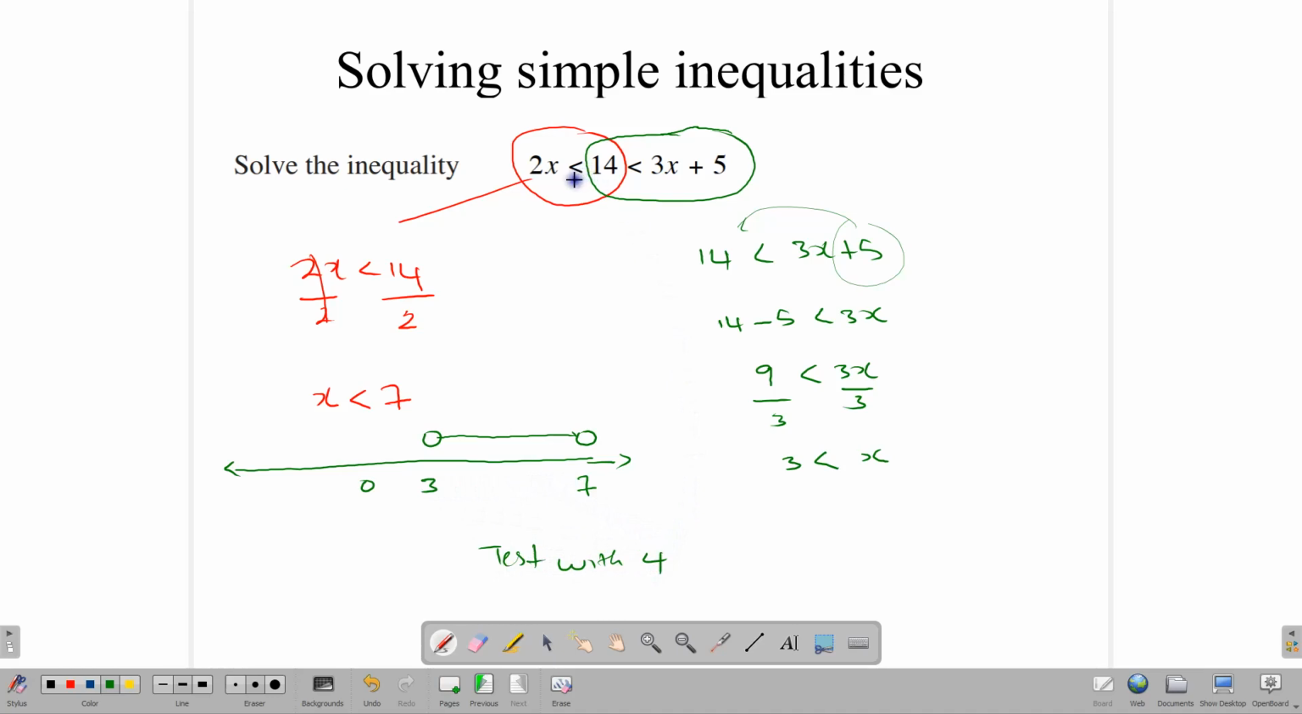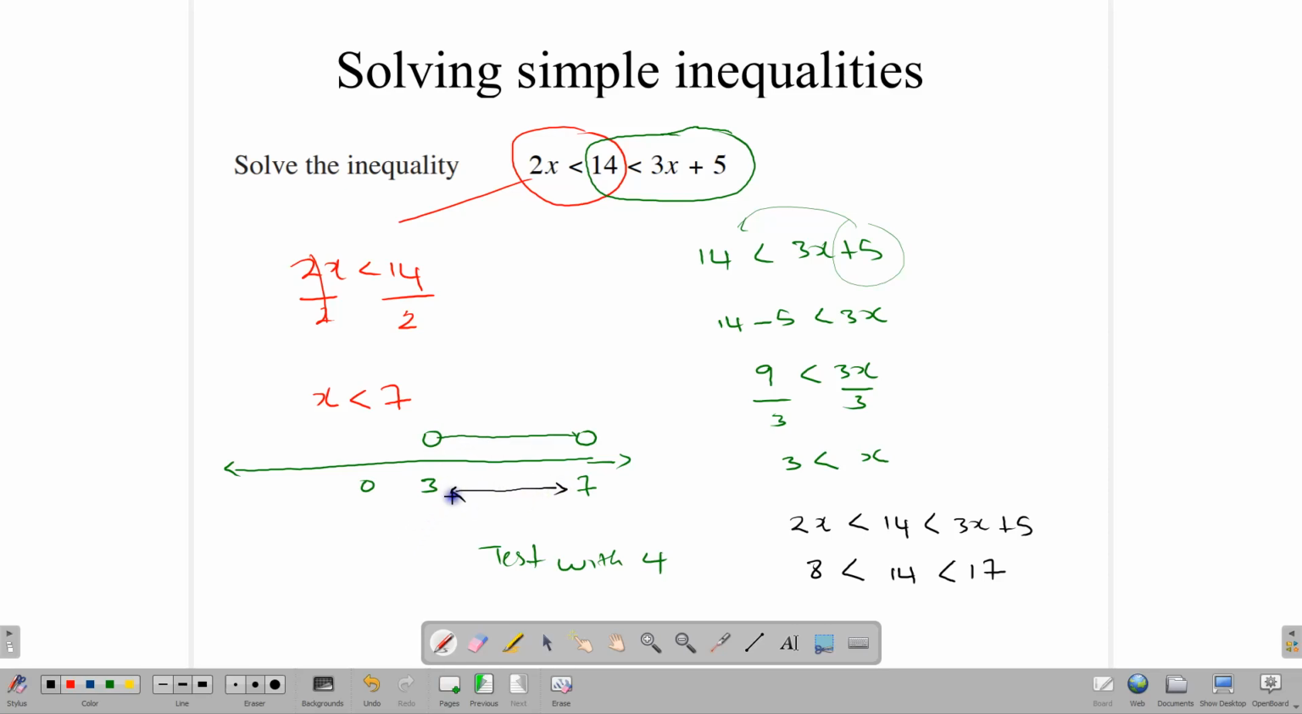Now when we put 4 into this, let's see if this statement comes out to be true. So 2x is less than 14, and that is less than 3x plus 5. If x is 4, then 2 4s are 8, and 3 4s are 12, and 12 plus 5 is 17. So this is a true statement. 8 is less than 14, and 14 is less than 17. So any number within this range, between 3 and 7, would be a part of the solution.